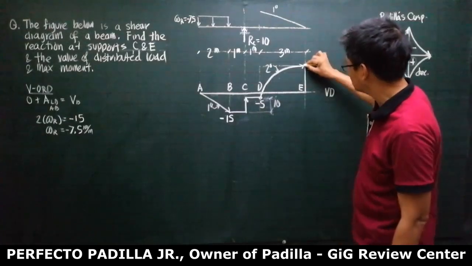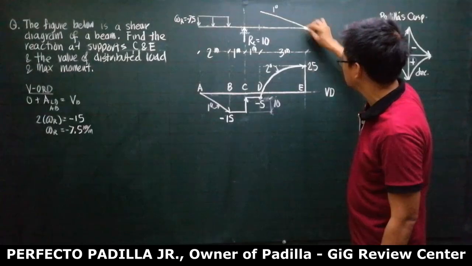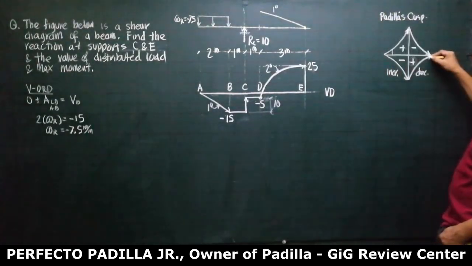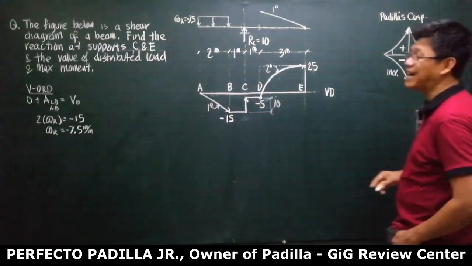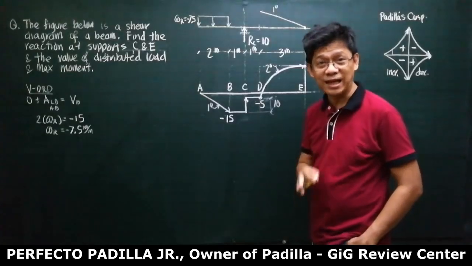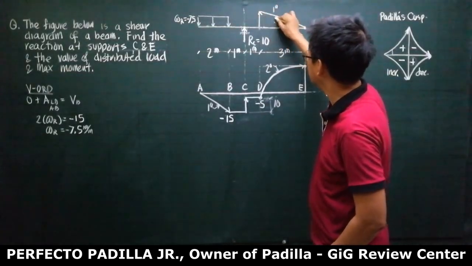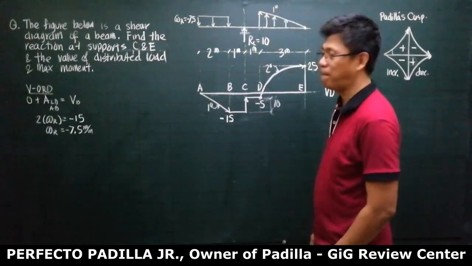Take note that this is a point of tangency with horizontal, so the value of the load here must be 0, right? It reached this point, right? The point of tangency with horizontal, so it means it is a triangular load decreasing. So it is positive, meaning it is a load that is going up.